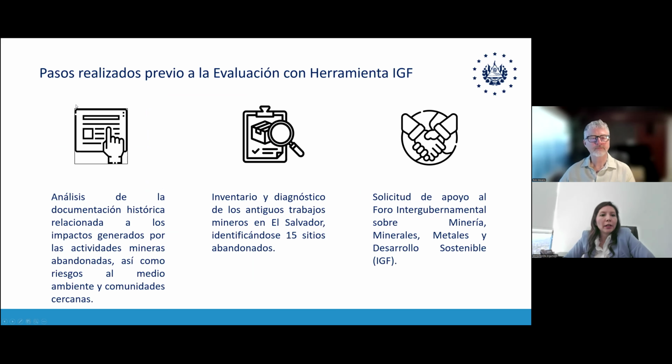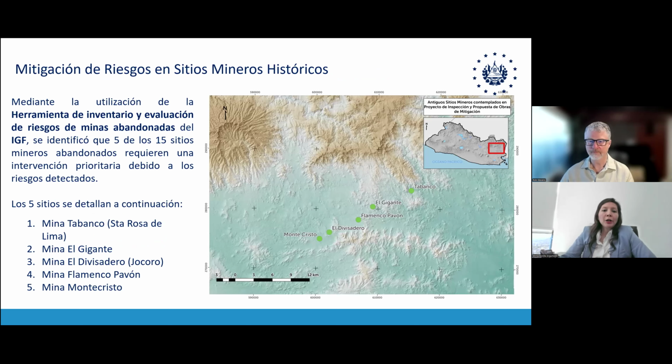And therefore, we used the tool that Rob explained. The previous step to the assessment was an assessment of the historic information. There's a lot of historic information, so we analyzed it and used it to feed the tool. We assessed the old sites, considering that among those 15 abandoned sites, there are only a few mine openings, and we did a previous diagnosis, and then we requested approval so that we could have an action plan to be able to remediate these sites.